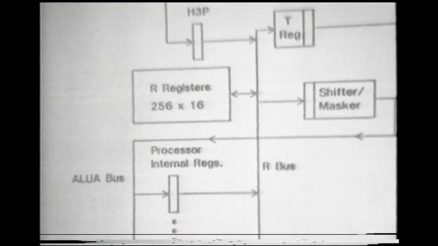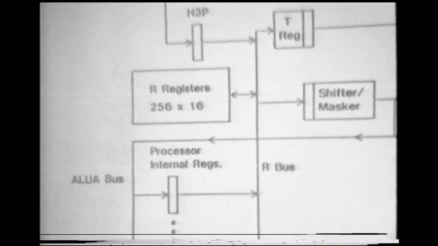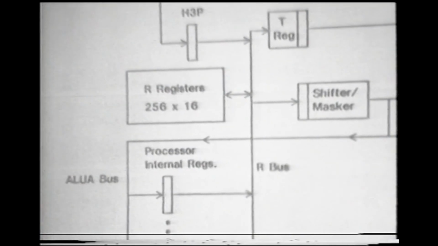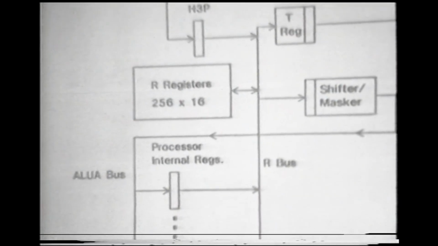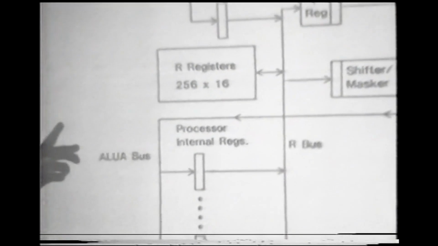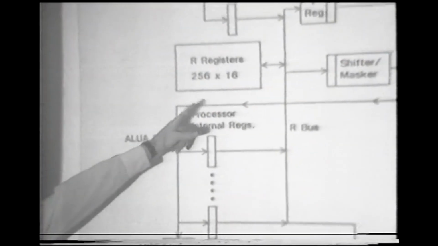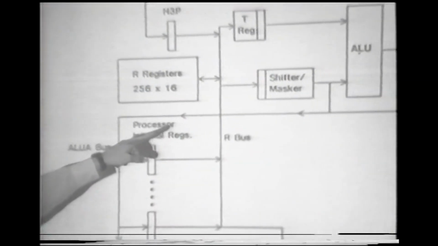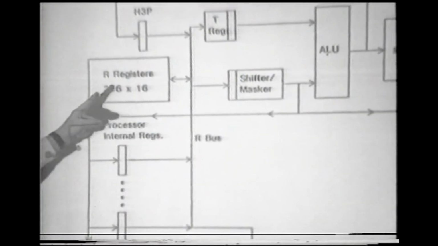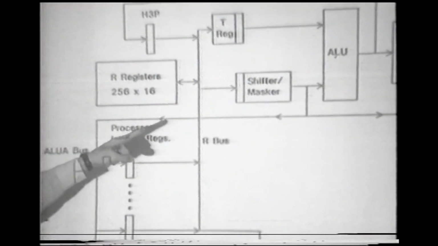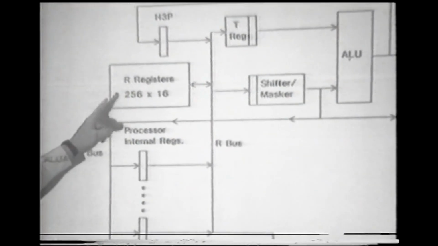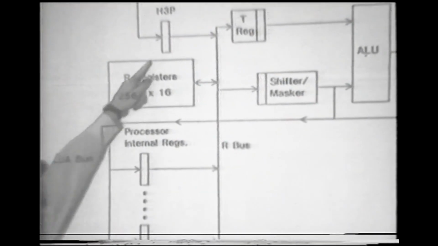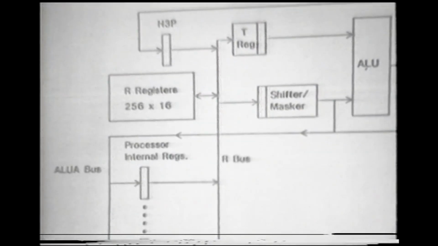All of these data paths are 16 bits wide. This is a 16-bit machine. And the fundamental flow of data is, in a single instruction, you read something out of an R register and may shift or mask it and run it and some value previously loaded into the T register through the ALU and back into the H3P register, from whence it is rewritten either into the R memory via this path or into the T register.